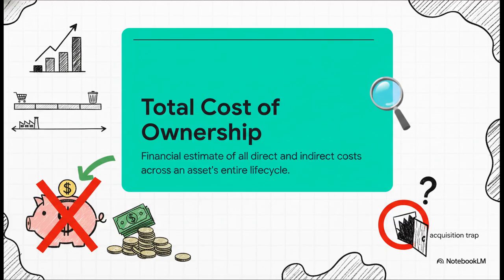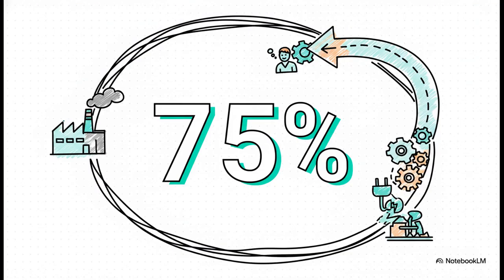We really have to look past the initial purchase price to avoid what's known as the acquisition trap. That's when a supposedly low-cost purchase ends up causing skyrocketing hidden operational expenses that completely wipe out your original business justification. And this number brilliantly illustrates why looking at the whole picture is absolutely crucial. Up to 75% of an asset's total cost occurs during the operation and maintenance phases, long after the initial build is finished. Think about that for a second.